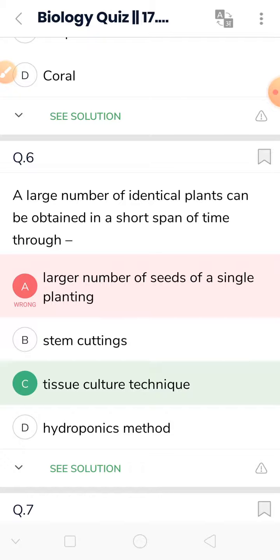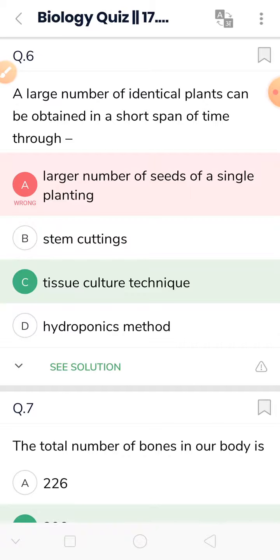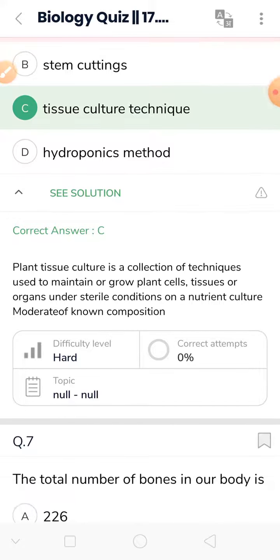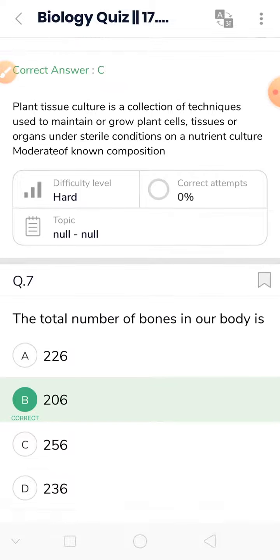A large number of identical plants can be obtained in a short span of time through tissue culture technique. Plant tissue culture is a collection of techniques used to maintain or grow plant cell, tissues or organs under sterile conditions on a nutrient culture medium of known composition.